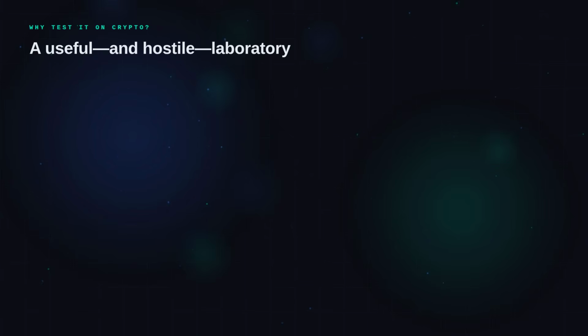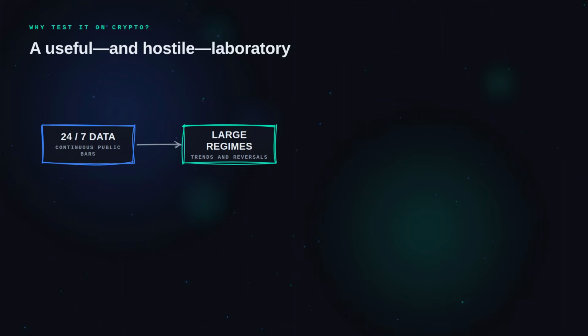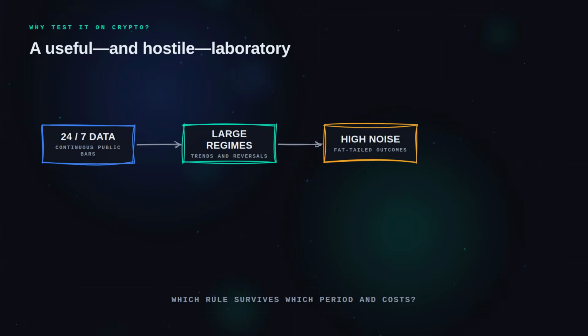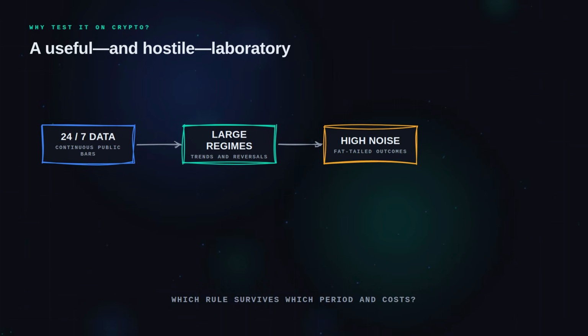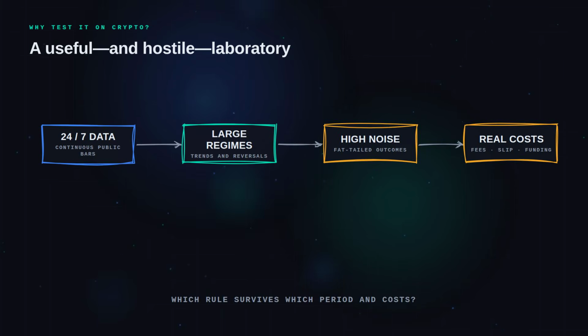Crypto makes a useful laboratory because it trades continuously, moves through large regimes, and gives us public price data without waiting for a market close. Those same properties make it hostile. Volatility is high, returns are fat-tailed, and a fast rule can turn every burst of noise into another fee, spread, and bad fill. Research on crypto momentum is mixed, so the loop is not asking whether momentum works in general. It asks which precise rule, over which period, survives which costs.